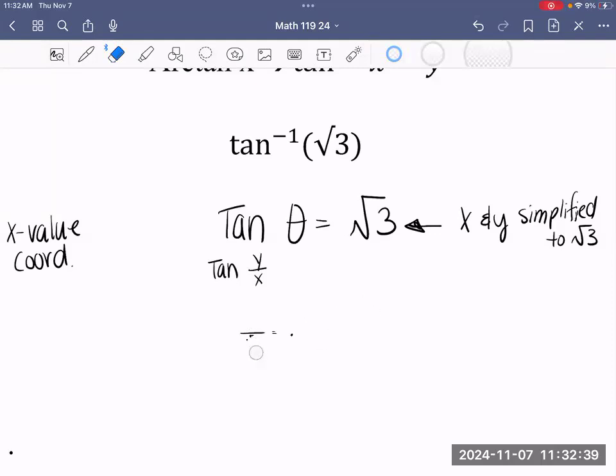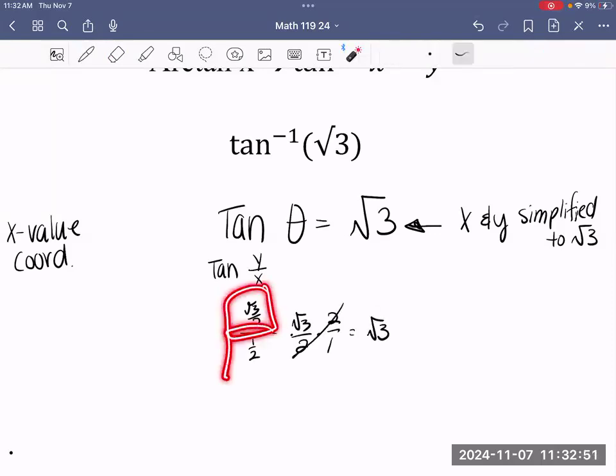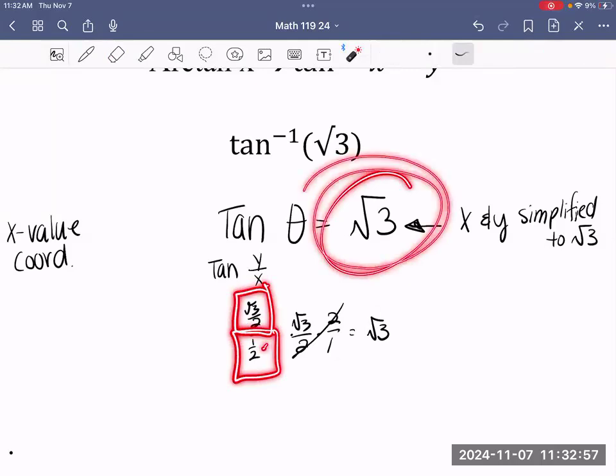Now this time with root 3 over 2 above and 1/2 below. So root 3 over 2 times 2 over 1, and notice that you'll get root 3, meaning that we need to find the coordinate that has a positive root 3 over 2 and a positive 1/2, because this is positive.